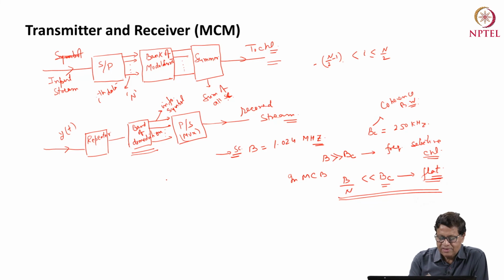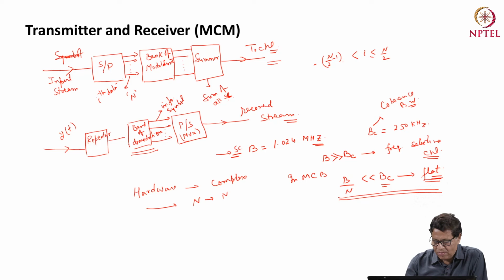But the main problem is that one has to use so many modulators and demodulators. So the hardware becomes very complex, because it uses N modulators and demodulators. And if N is high, like 256, then it becomes very, very complex.